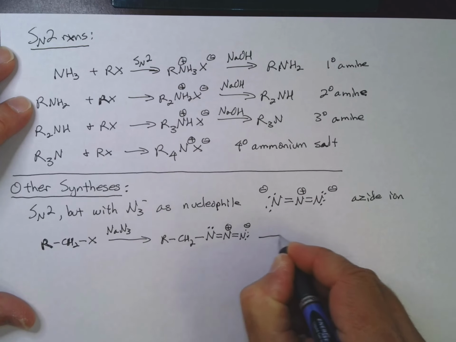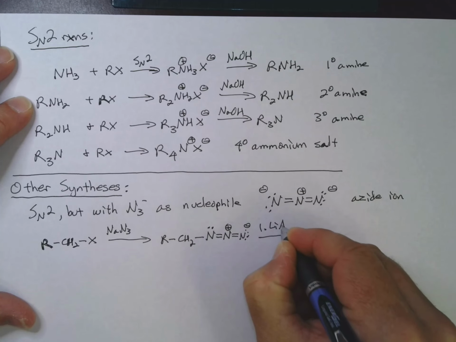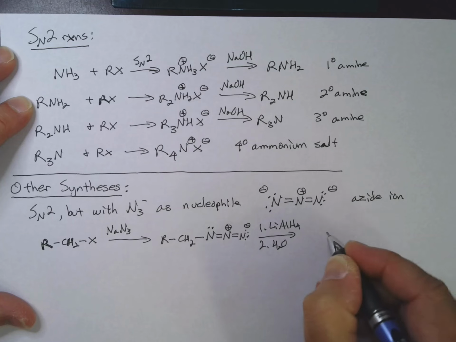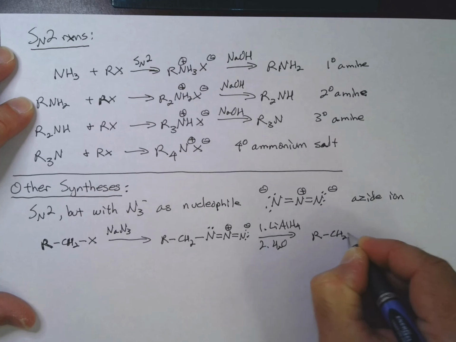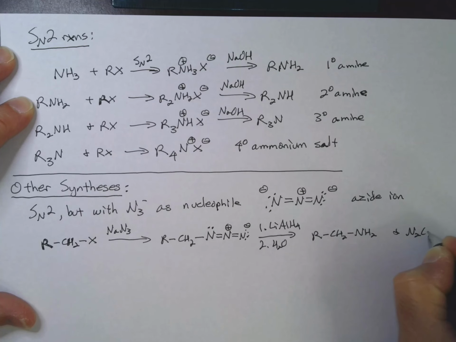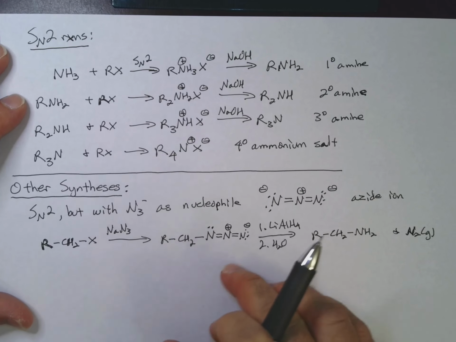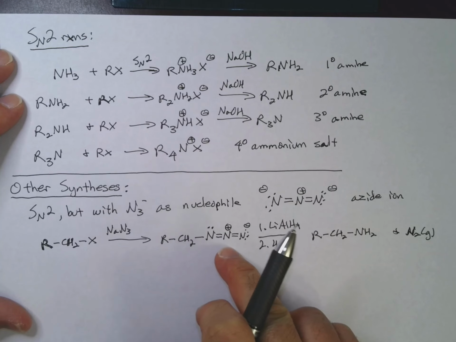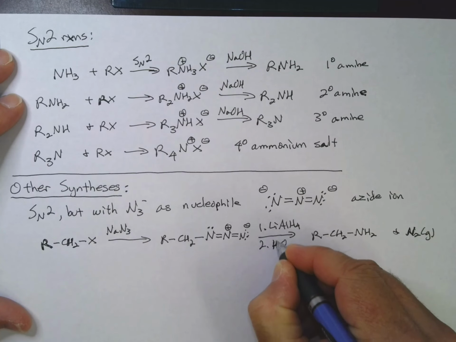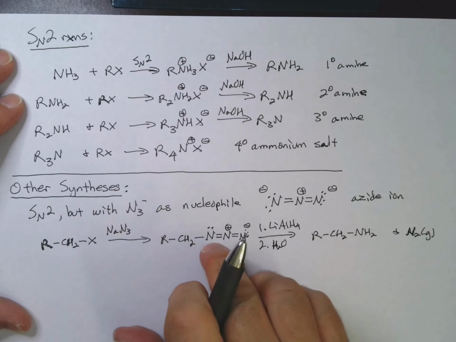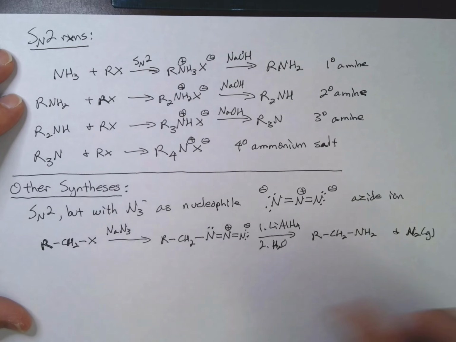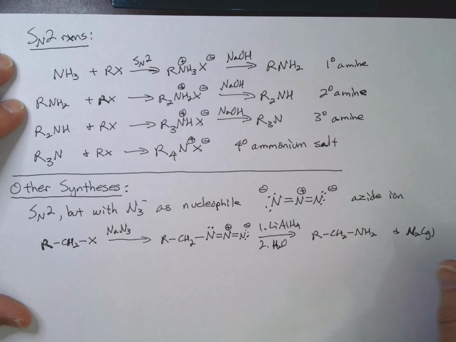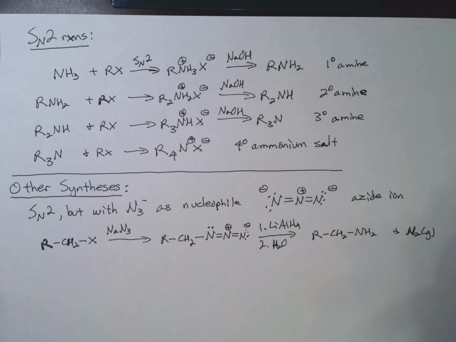And now this can be reduced with lithium aluminum hydride, followed by water, and it will give us RCH2NH2 plus N2 gas. One of the reasons why the azide is so useful in this case is because it will decompose pretty readily once you start reducing it, and it'll give up two nitrogens as N2, and you'll get a couple hydrogens adding to that nitrogen there. In fact, azide itself is somewhat unstable. I believe some airbags use the decomposition of sodium azide to produce a volume of nitrogen gas rapidly to inflate the airbag. But anyway, that's neither here nor there.